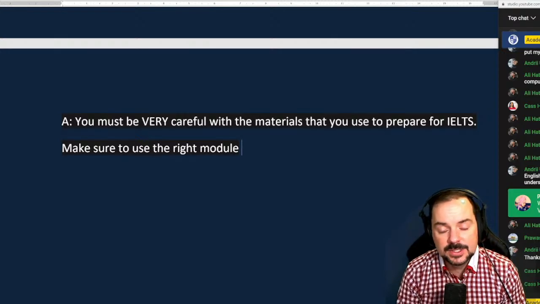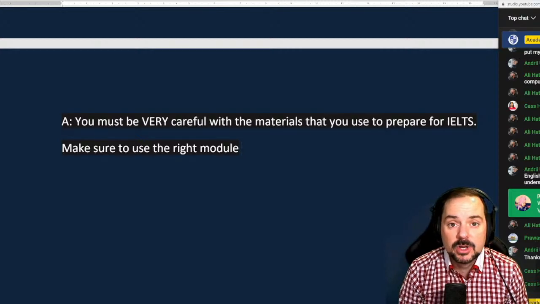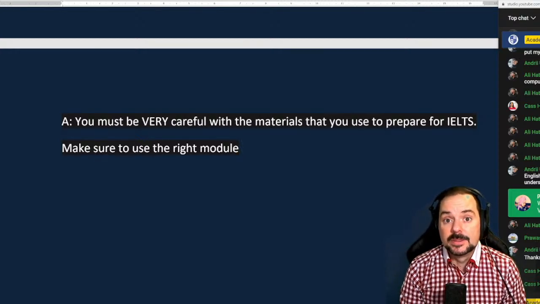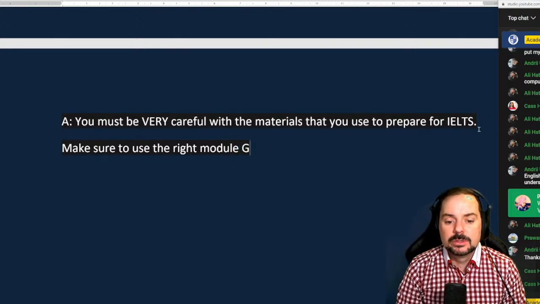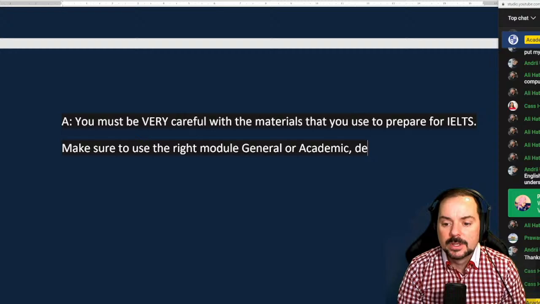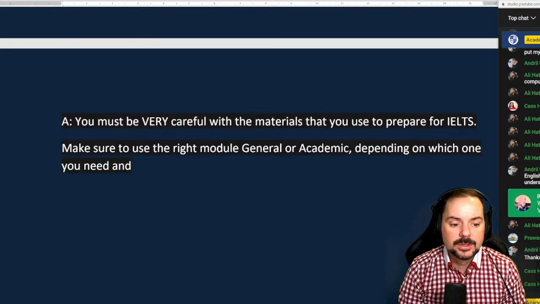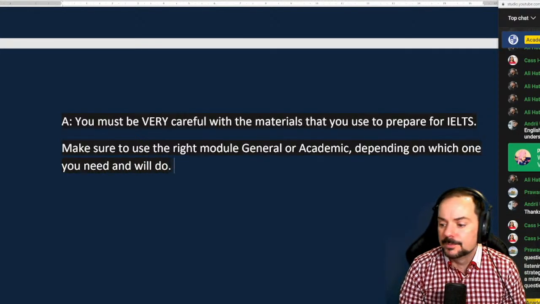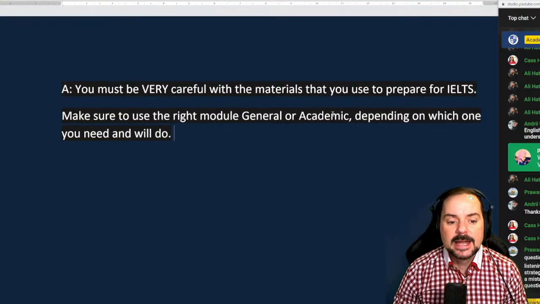I know that sounds silly to say, but you'd be surprised. Sometimes we get people using general IELTS modules to study for the academic, and then they're in shock when they get to the actual exam. So make sure to use the right module, general or academic, depending on which one you registered for, on which one you need. All right. So firstly, of course, pay attention to that.